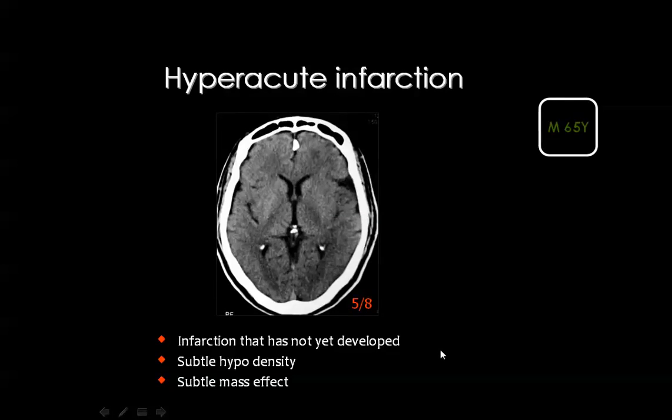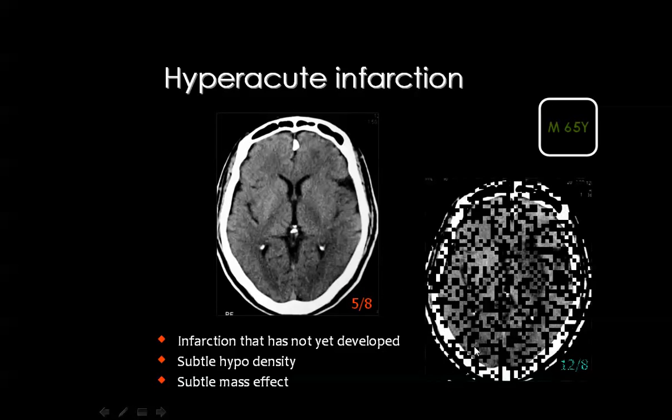Then in the era before MRI, we used to have this terminology, which is known as the hyperacute infarction, or what's known as infarction in evolution. You may have a patient who is presenting with a stroke. Then you perform an immediate CT scan, and you can see that the scan is normal.